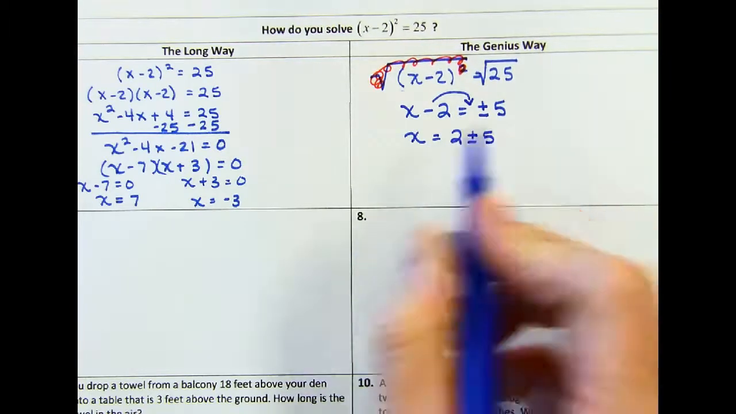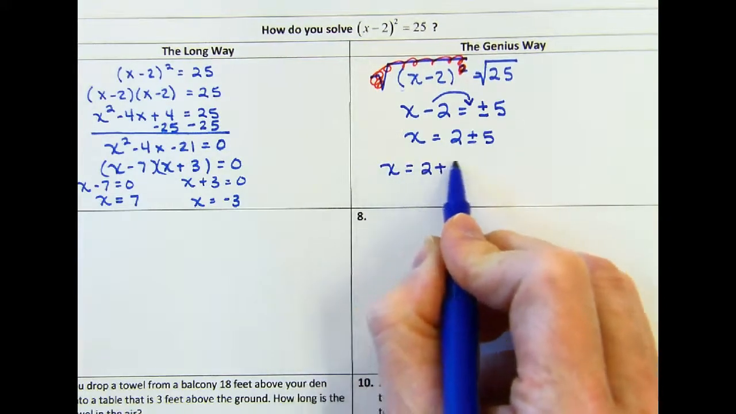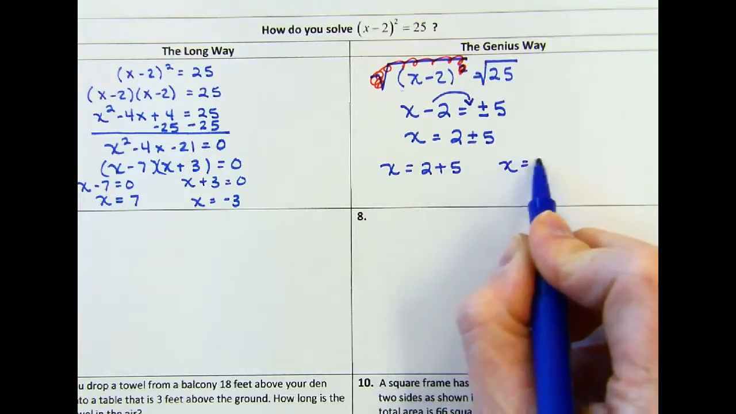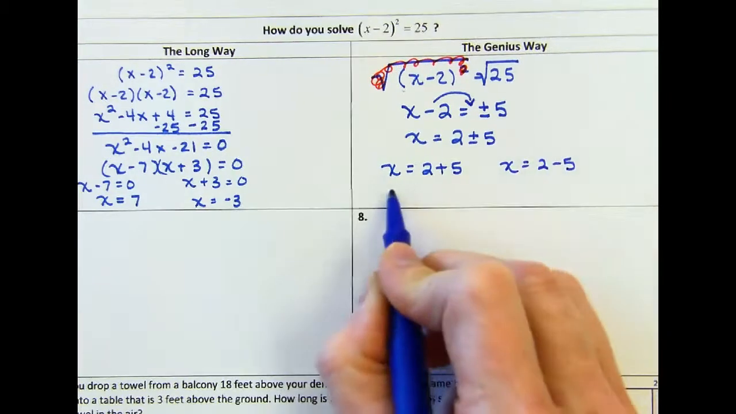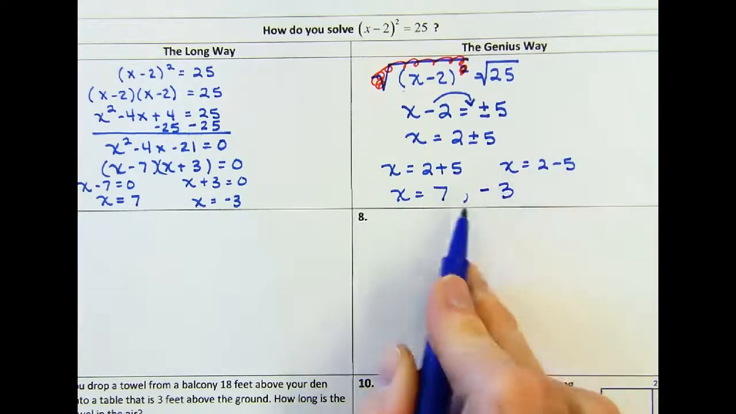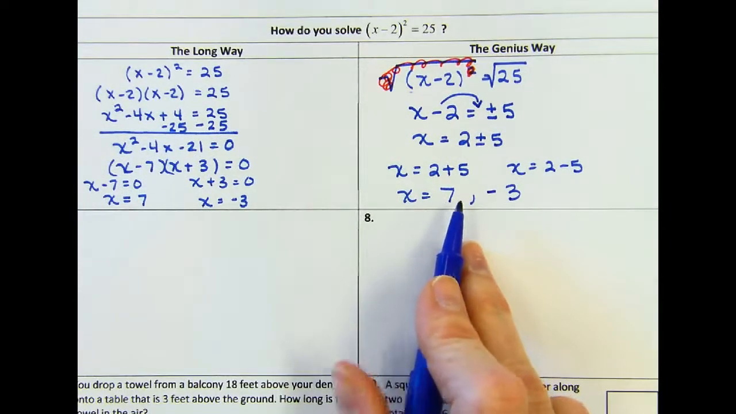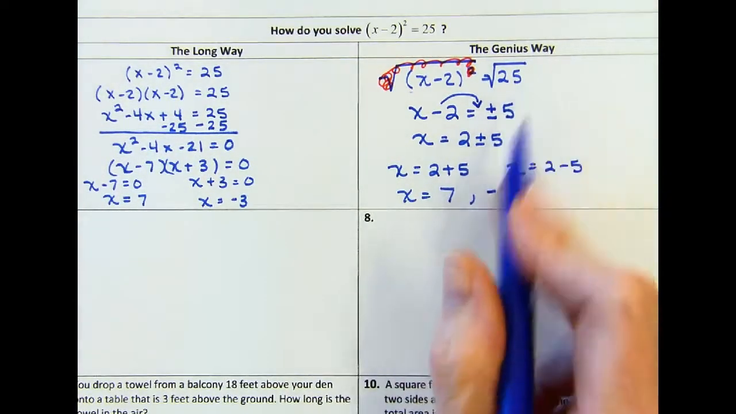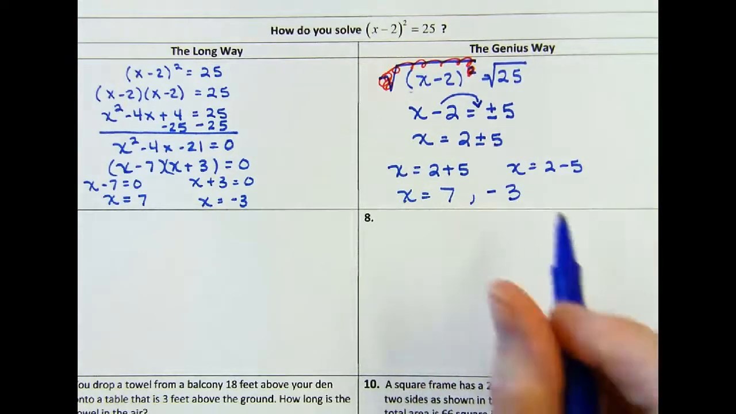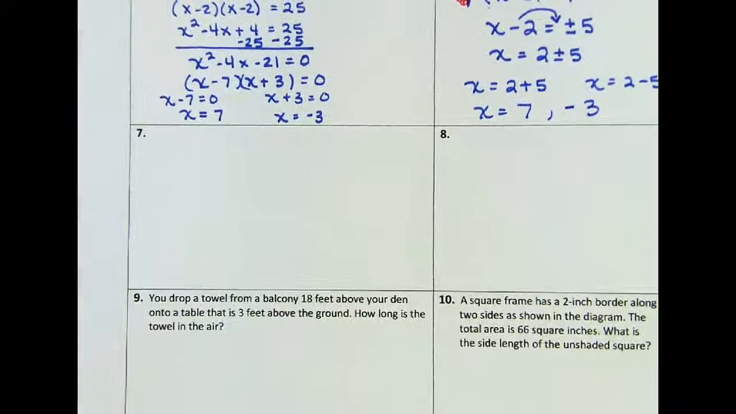And then what that means is I have two different problems here. I have x equals 2 plus 5, and I have x equals 2 minus 5. So x equals 7 and x equals negative 3. Same exact answers, less work. So I call that the genius way. It's actually just using square roots and math and making your life a little bit easier. So let's look at number 7 and see if we can use the genius way to our advantage.